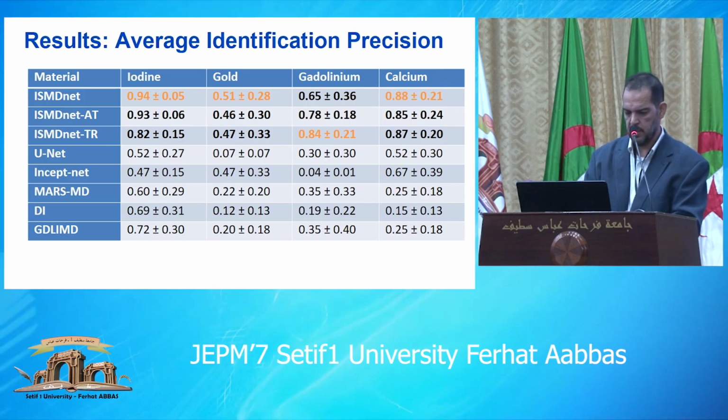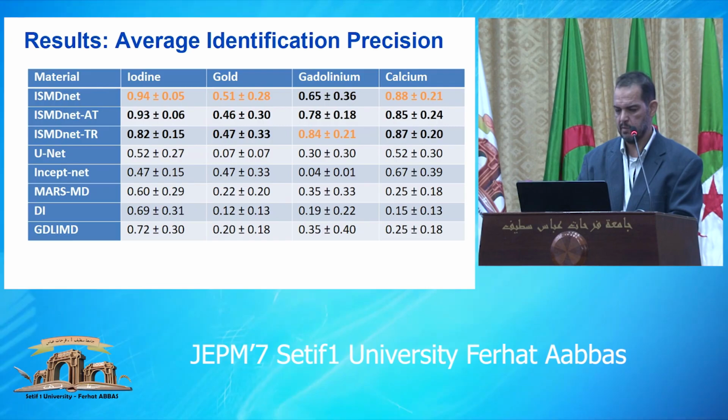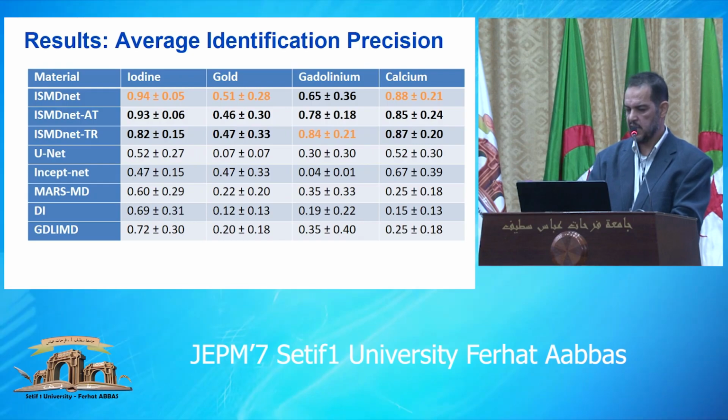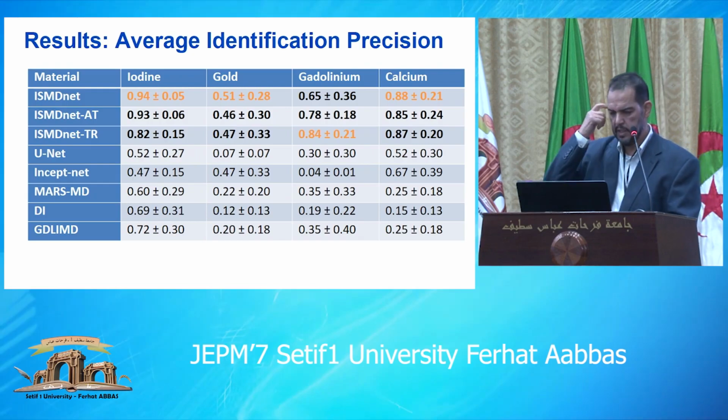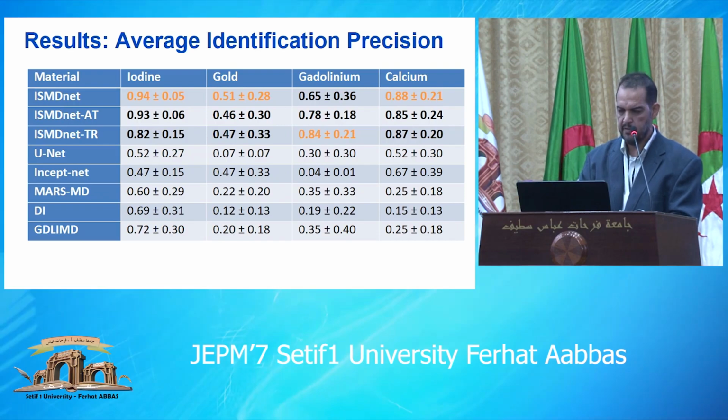In fact, if you look at this table, this gives the comparison of the different methods, including the two deep learning methods that we adopted from the literature, and the three mathematical material decomposition methods. And you can see for iodine, gold, gadolinium, and calcium, this is, I forgot, yeah, this is the precision. You can see that precision is the highest for the three variants, but it's not consistent. For example, ISMD-Net performed higher for iodine and gold, while the ISMD-Net with the transformer was better for gadolinium, and so on.